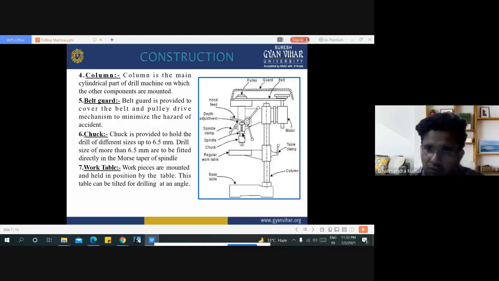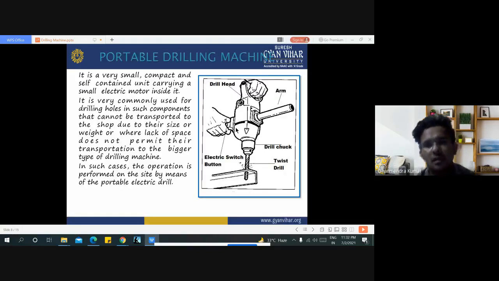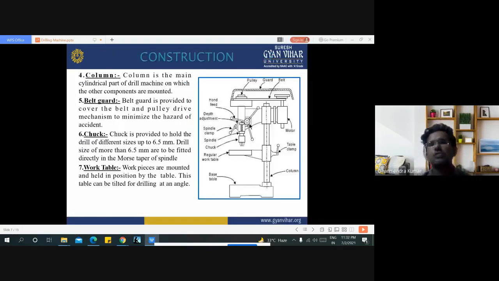The chuck is associated with the spindle, and the spindle is associated with the spindle clamp. Here the depth adjustment is associated, which we use for adjustment of the depth.